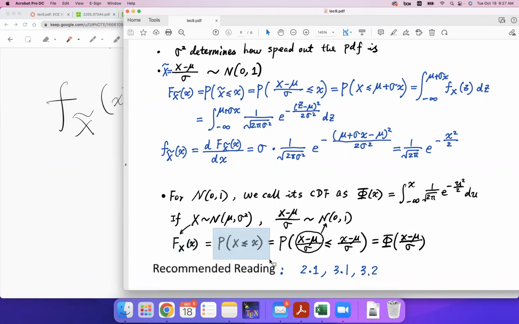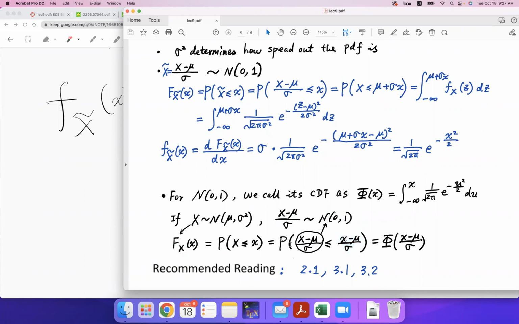By definition, it equals the probability that the random variable X is less than or equal to x. Then we can equivalently rewrite this inequality into a normalized form. We subtract the mean and divide by sigma on both sides. On the left-hand side, we have the random variable X minus the mean divided by sigma, which follows a standard Gaussian distribution, so we now have a normalized Gaussian random variable. On the right-hand side, the threshold value, small x, now becomes x minus mu divided by sigma, which is another scalar value.